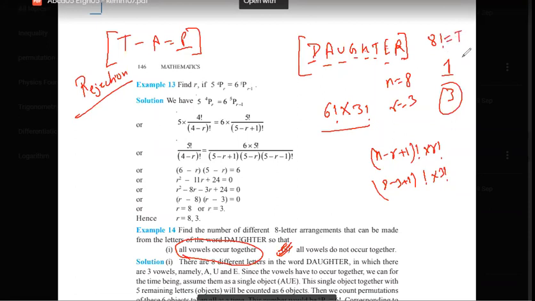Total number, and the number of ways in which the vowels can be together is this. So can I say that total minus always together will give me what? Never together? Yes or no? Tell me. Yes or no? Total minus always together.